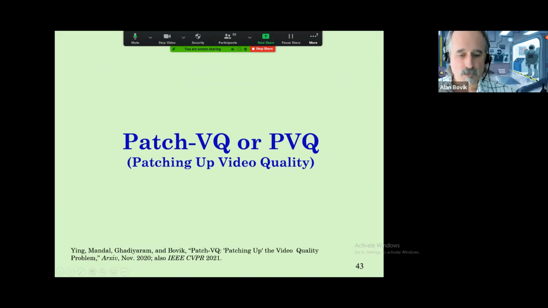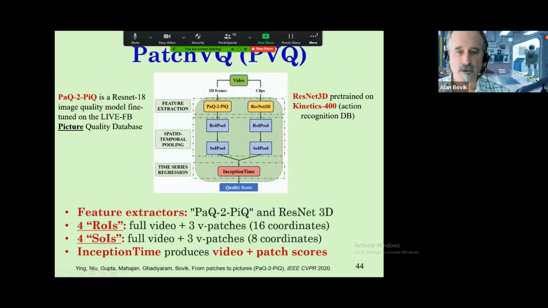So I'll describe our latest work, which will appear at this year's CVPR. It's called Patch VQ, or PVQ, patching up video quality. This is the basic PVQ model. It's got a couple of branches, one of which is really temporal, I should say space-time. The other is strictly spatial.